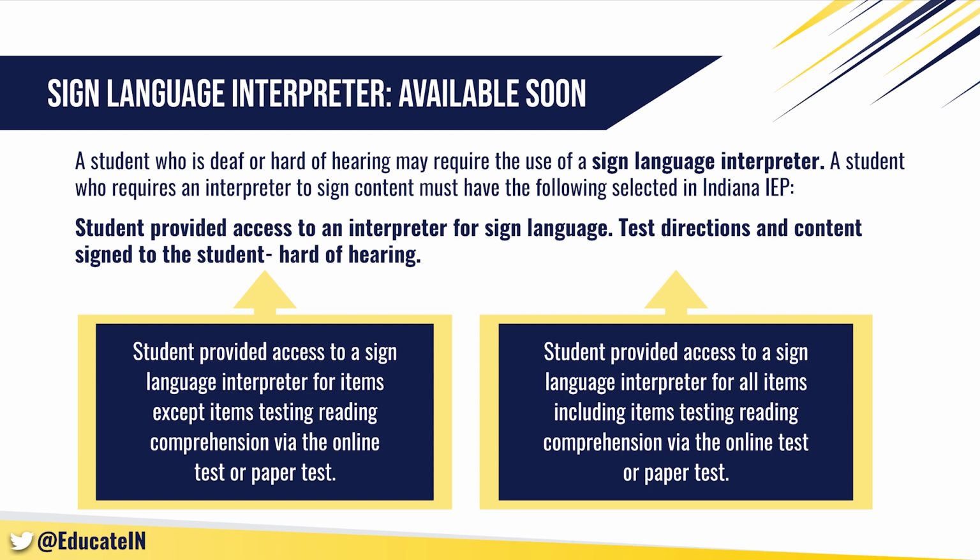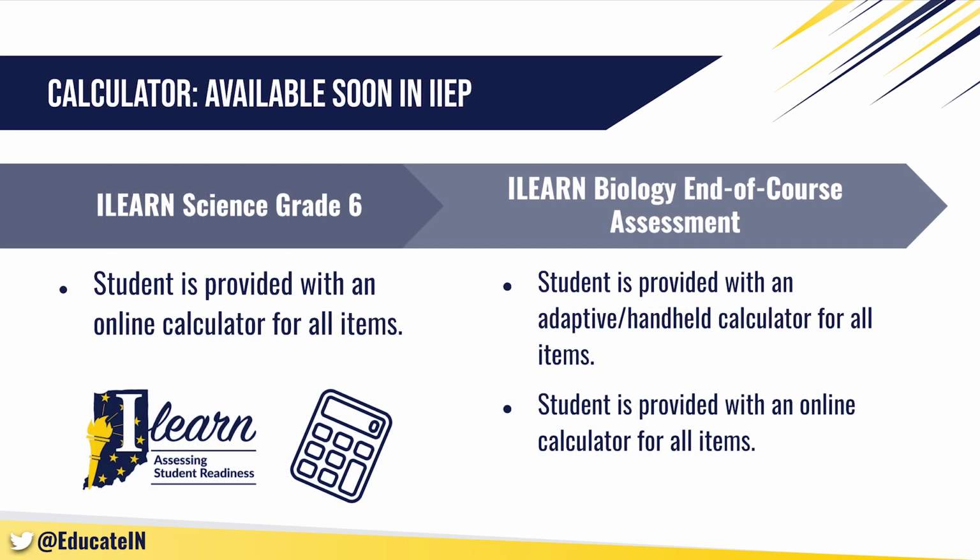These daily accommodations and assessment accommodations are now available in Indiana IEP. This December, Indiana IEP will include new updated calculator accommodations specific to ILEARN Grade 6 Science and ILEARN Biology end-of-course assessments. ILEARN Grade 6 Science will include the assessment accommodation student is provided with an online calculator for all items.